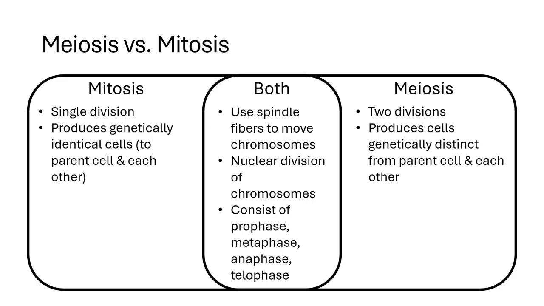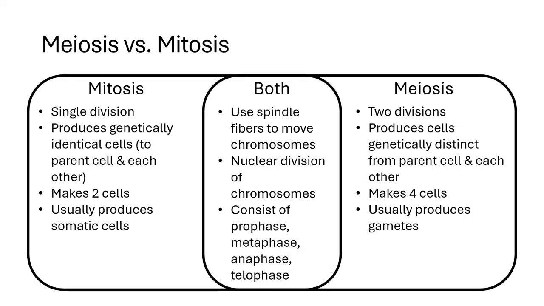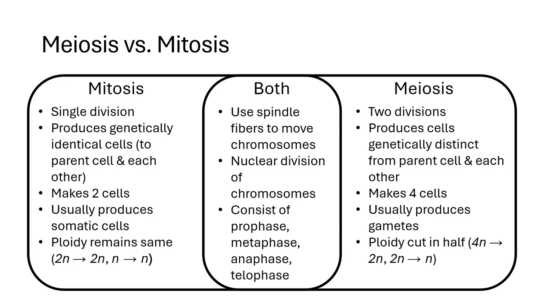Their products are also different. Mitosis is going to produce cells that are genetically identical to each other and to the parent cell. Meiosis produces cells that are genetically unique, both distinct from the parent cell that they originate from and distinct from each other. Mitosis makes 2 cells, meiosis makes 4 cells. Mitosis is often used to produce somatic cells. You're making new copies, new cells to help a body grow or repair. Meiosis produces gametes.